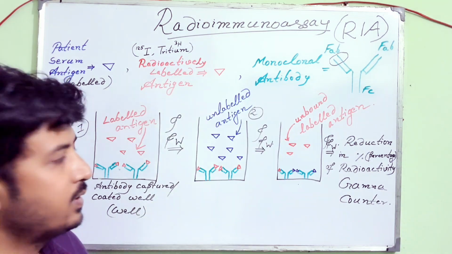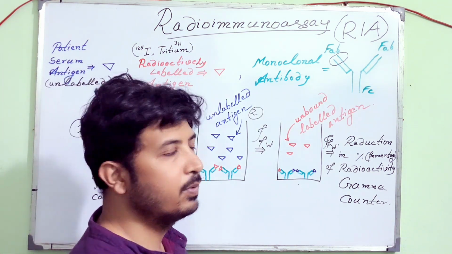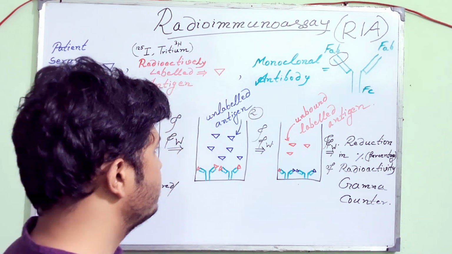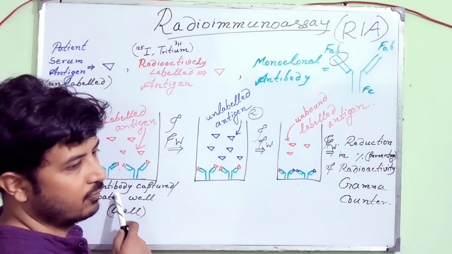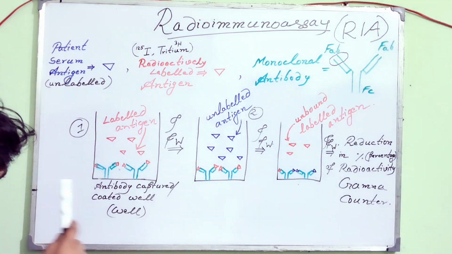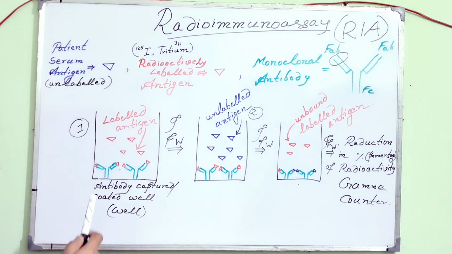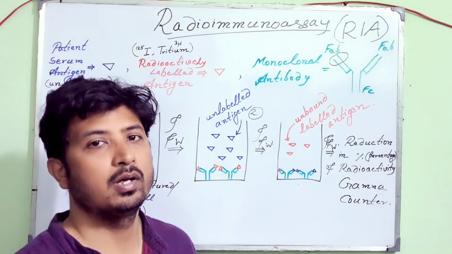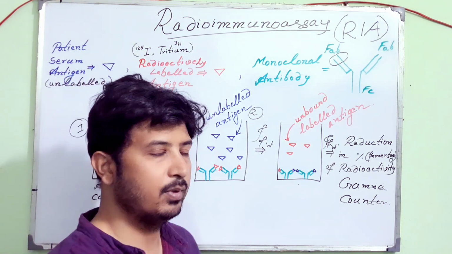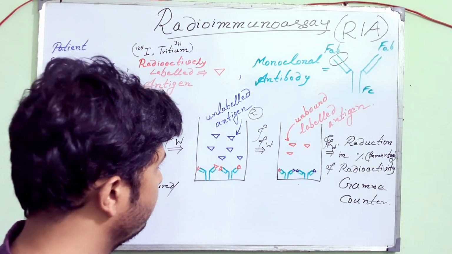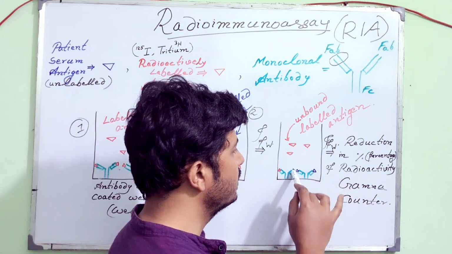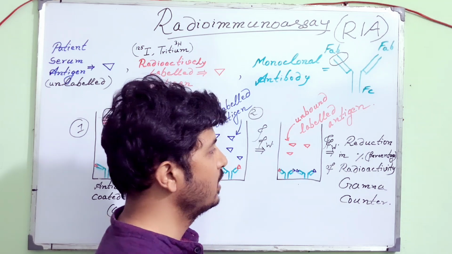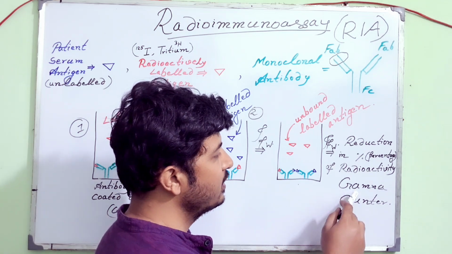So how have we detected whether the patient is positive or negative? As you can see, previously, if you measure the first well, after adding the first step, a high amount of radioactivity will be captured by the gamma counter. But if the patient is positive for the antigen, there will be much reduction in the radioactivity percentage, and that will be reflected in the gamma counter.